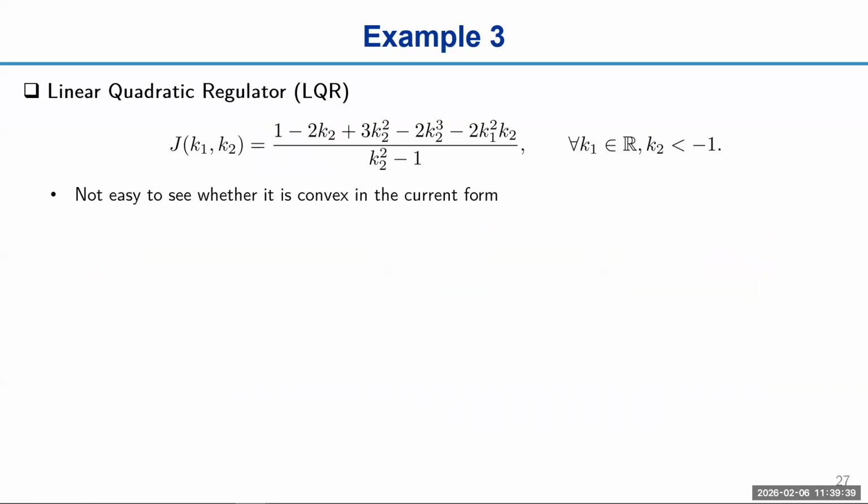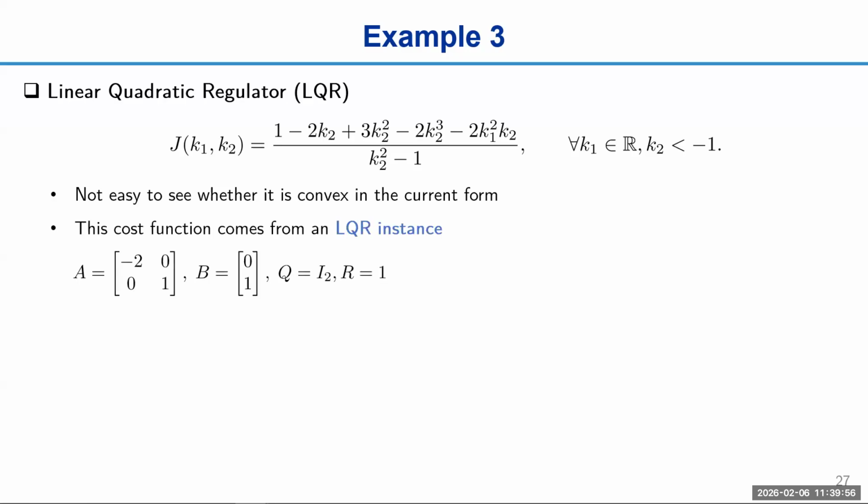Now we have a function in terms of two parameters, k1, k2, your policy parameters. We have this function. Now this is a very explicit form of function. And from this expression, it may not be easy to see whether the function is convex or not. At least I cannot do this. It's very hard for me to see whether the function is convex or not. And this function really comes from an LQR problem. If you use the problem data, you can compute this function explicitly.